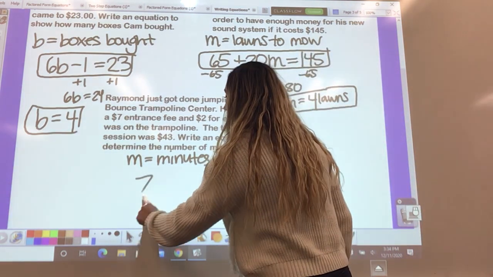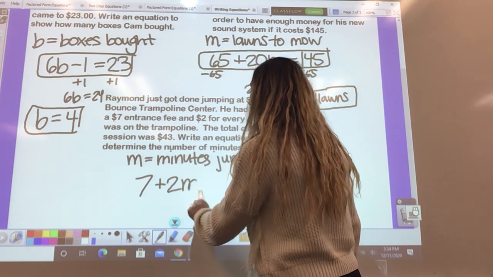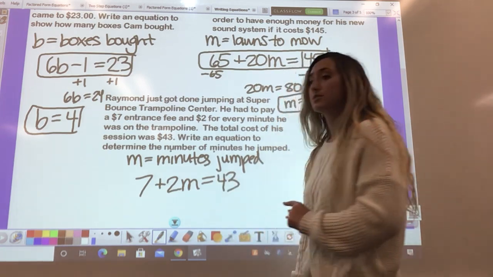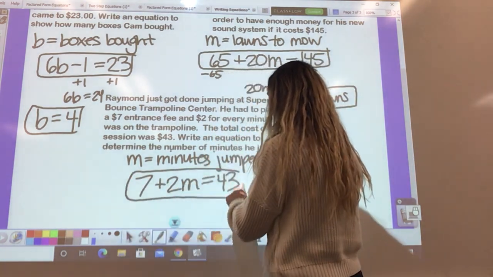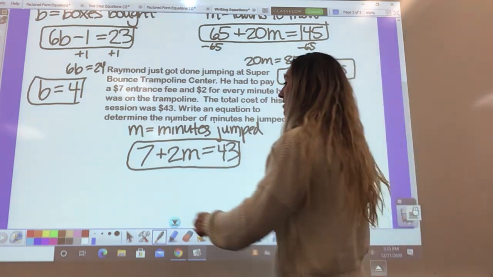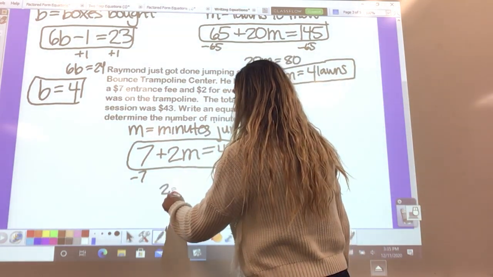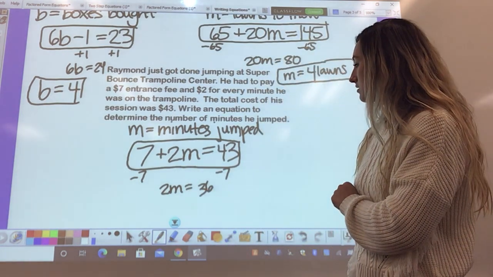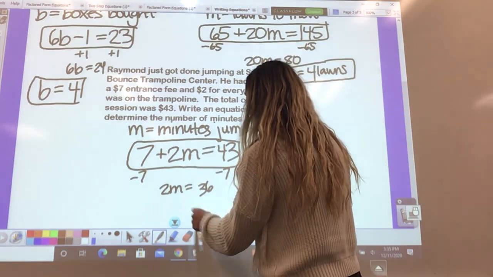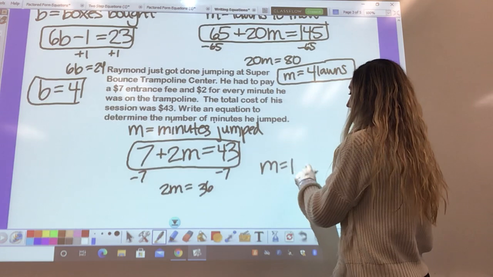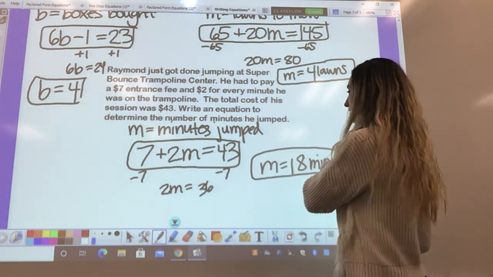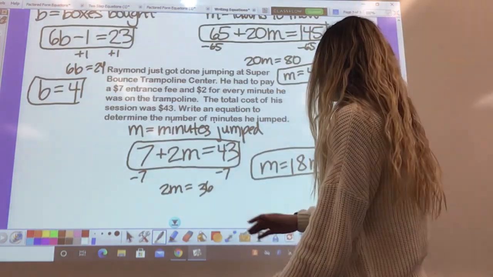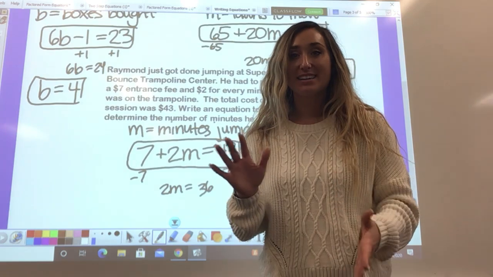So he paid $7 to get in and an additional $2 per minute that he jumped, and he spent altogether $43. So that would be the equation that would represent the scenario. And then to solve it, we would want to subtract 7 on both sides, leaving us with 2m equals 36. Okay. And then divide both sides by 2 to get m equals 18 minutes. Which is kind of a ripoff if you think about it. 18 minutes to jump and spent $43. So, all right. That's all I got. Your time to practice.